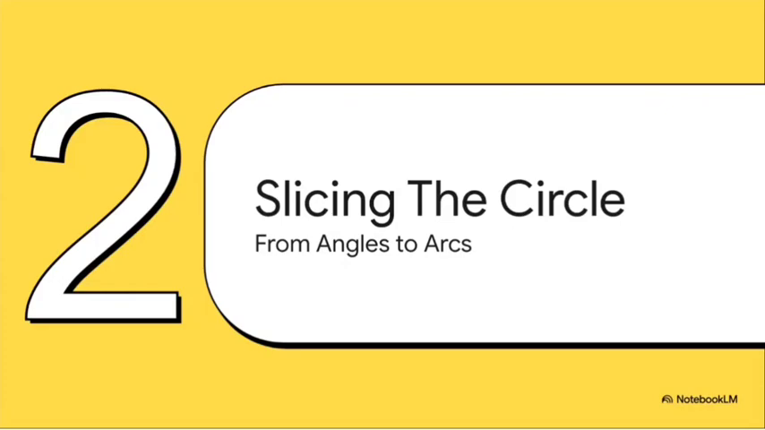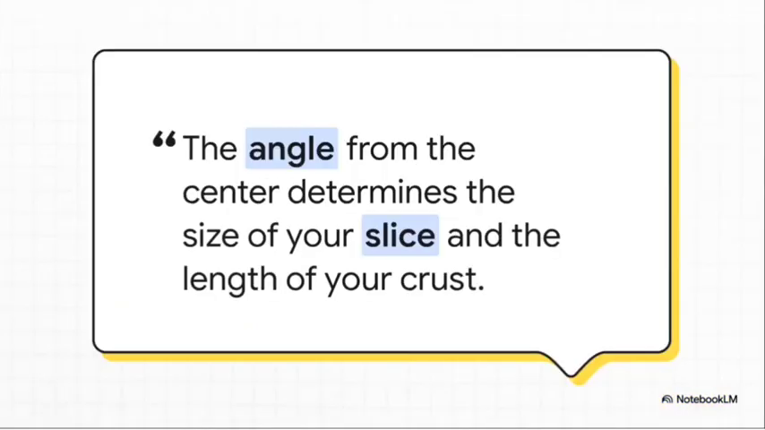Okay, so now that we've got a handle on angles that start from the center, let's see what we can actually do with them. It turns out these angles are the key to measuring pieces of the circle itself. And this is where geometry gets really practical. The easiest way to think about this is with pizza. Seriously. A central angle doesn't just hang out in space. It literally carves out a slice of the circle, which we call a sector. So, the wider the angle, the bigger your slice of pizza. And that crust on your slice, that's what we call the arc. Bigger angle, more crust. Simple, right?